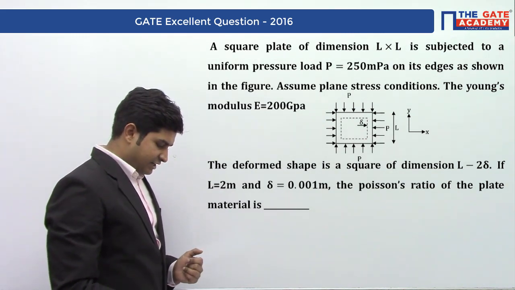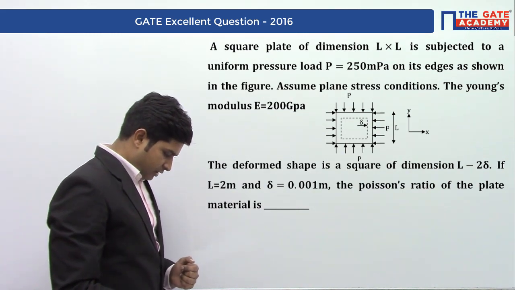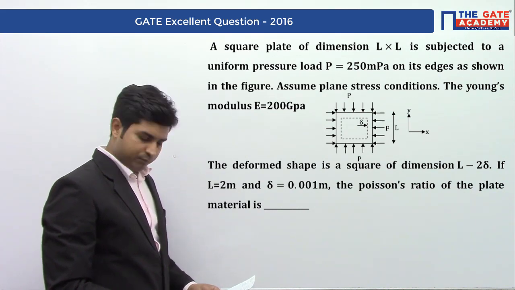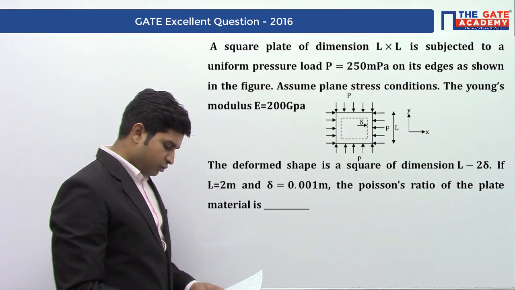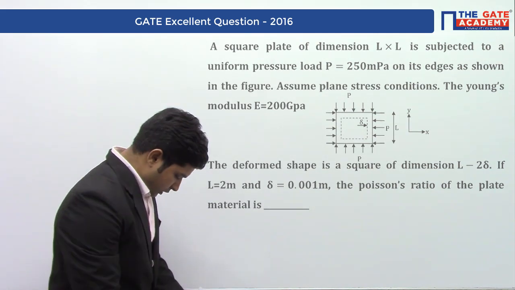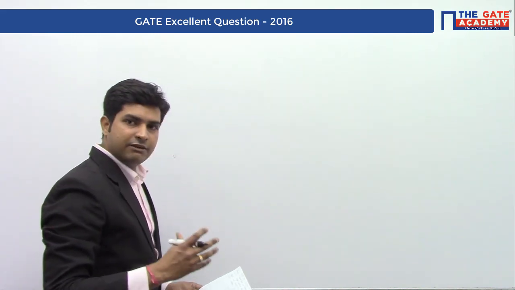Assume the plane stress condition, and the Young's modulus E equals 200 gigapascal. The deformed shape is a square of dimension L minus 2 delta. If L equals 2 meter and delta equals 0.001 meter, the Poisson's ratio of the plate material is? Okay, so just look at the figure that has been given in the question.